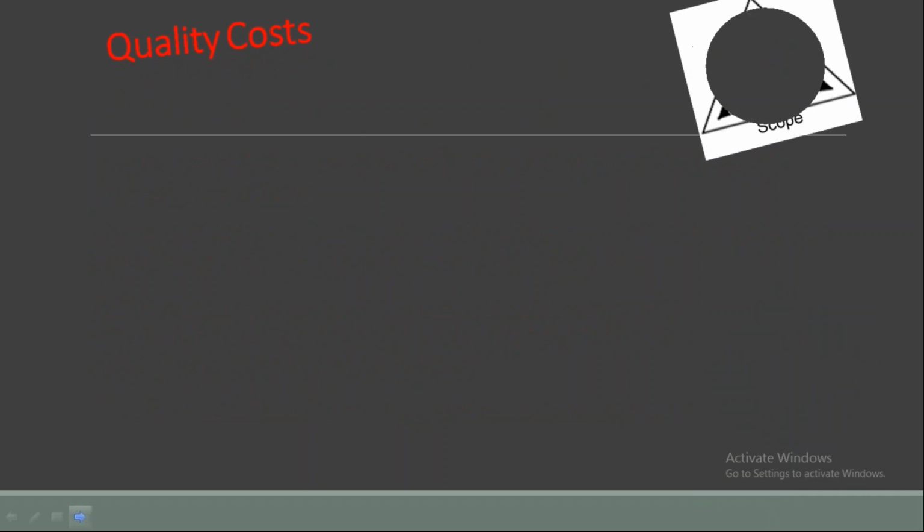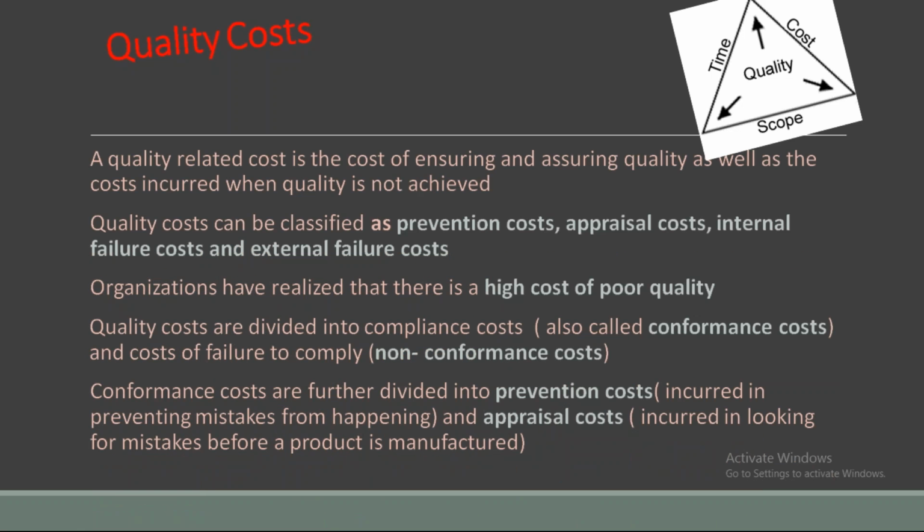We come to a very important one, quality cost. Quality cost is quality-related cost. We know quality is very important. If you don't maintain quality, your product will not be accepted in the market. Products will get rejected in the market. So quality cost can be classified under four categories. This is also another very famous examiner's area: prevention cost, appraisal cost, internal failure cost, external failure cost.